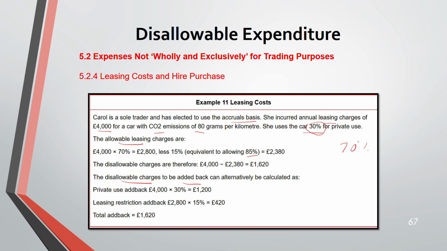So 70% on the leasing charges, 70% on 4,000, is 2,800, and on this you have to take 85%. So this is allowable, 2,380. So disallowable, just deduct it from 4,000. The alternate way of doing this is take 30% of 4,000, that is the private use, and now take 15%. Add both. This is 1,620, 1,620 is the same. You use this or this, it is the same. The ultimate aim is you have to find out the disallowable charges part. But I find this way is easier and it saves time.